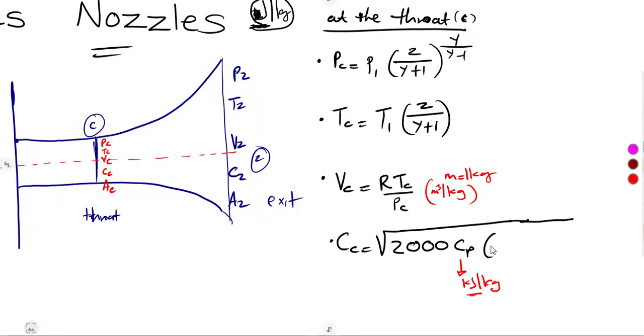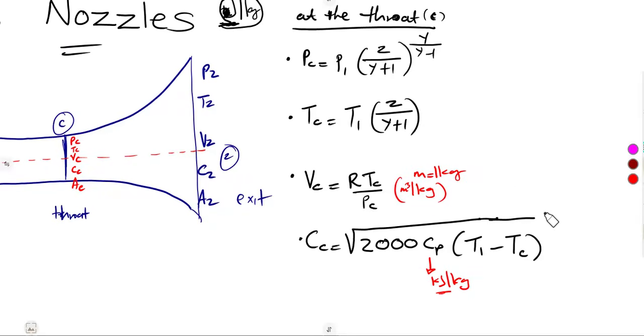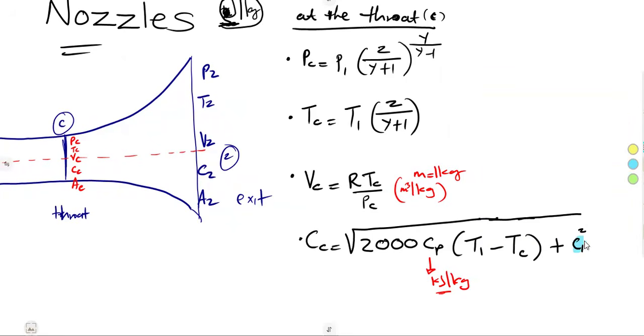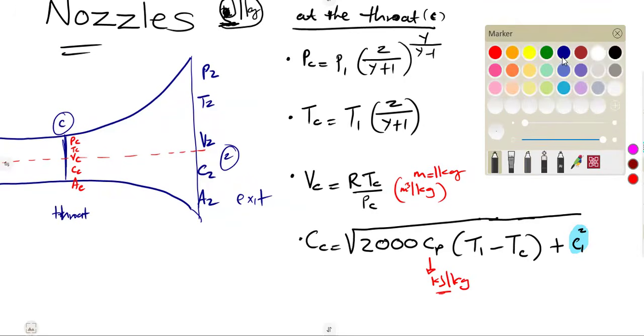So that's T1 minus, okay, we are at the throat, so that's minus TC. We are supposed to add plus C1 squared, but remember, guys, we said that one is very small, that it can be neglected. You know your textbook, some other textbook can give it this way, another textbook can give it that way. So it was supposed to be plus C1 squared, but this one can be neglected since it's very small.